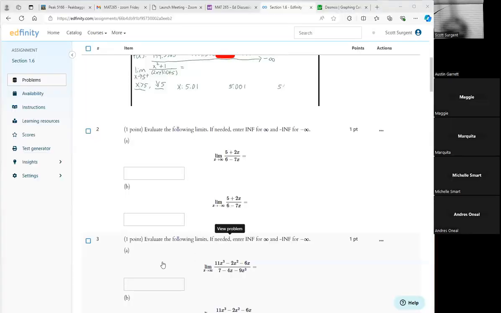Let's see, we have 1.6 number 2. Let me go to that. So again, give me a second to back out here. Share my screen. Okay, I got some limits. Oh, good. Let's talk some limits, because you know those are going to be on the test. So we have a question here. Evaluate the following limits if needed. Enter inf for infinity and negative inf for negative infinity.